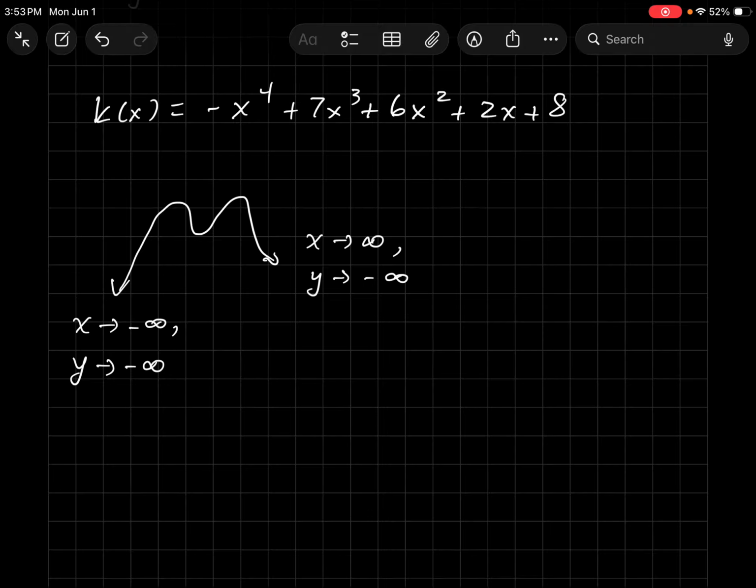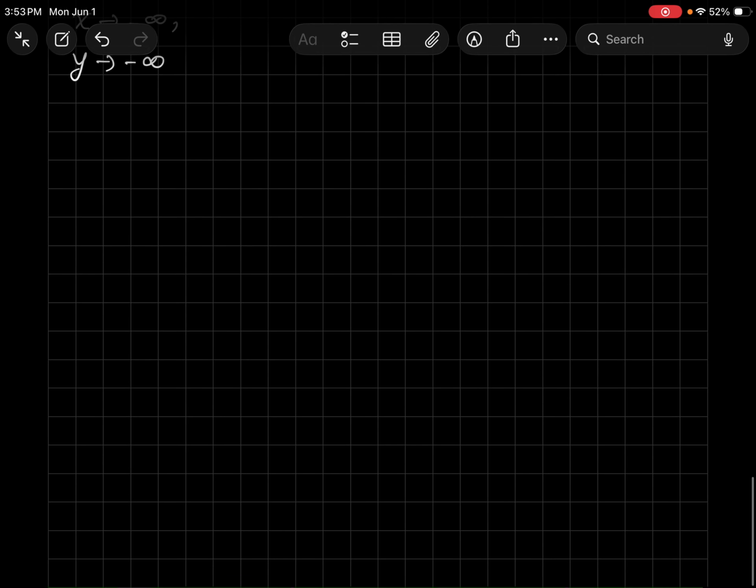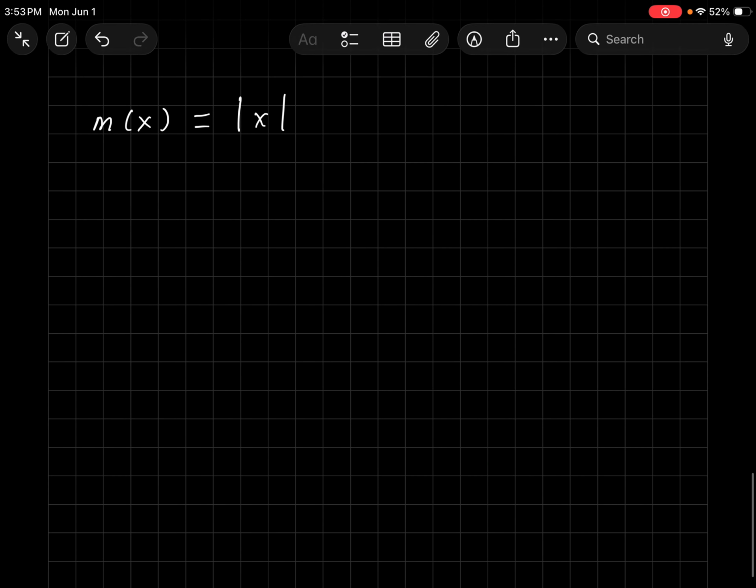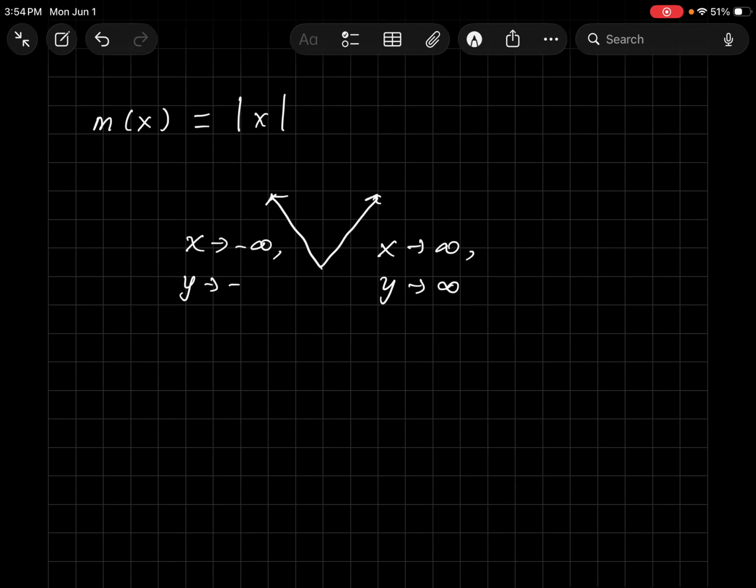Notice that you could extend this idea really to any graph. If you just happen to know what the function looks like, you can easily get the end behavior. So if I were to do m of x as the absolute value of x, even though this is not a polynomial, it doesn't really matter. If I know my picture, I can get the end behavior really easily. So my recommendation, know your parent functions.